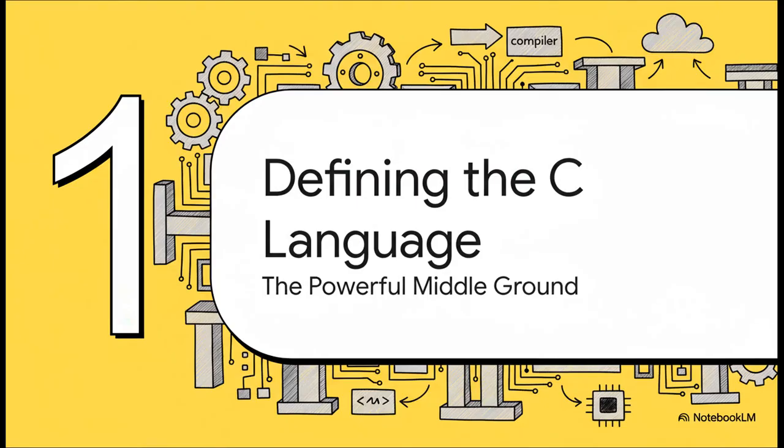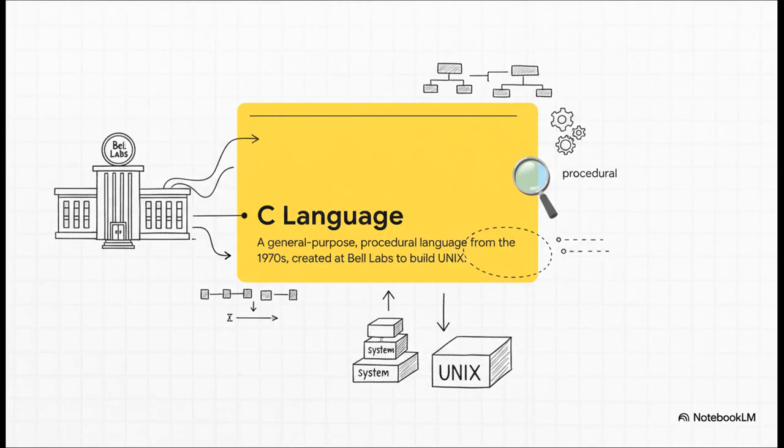Okay, so what is C, really? How did this one language become so fundamental to, well, everything? Let's get into it and define what makes C this powerful middle ground. You gotta go back to the early 70s, to the legendary Bell Labs. C was born there for a super ambitious reason. They needed to build the Unix operating system from scratch. They designed it to be general purpose, which just means it's a flexible tool you can use for all sorts of things. And it's procedural, which is a fancy way of saying it just follows a list of instructions, step by step.